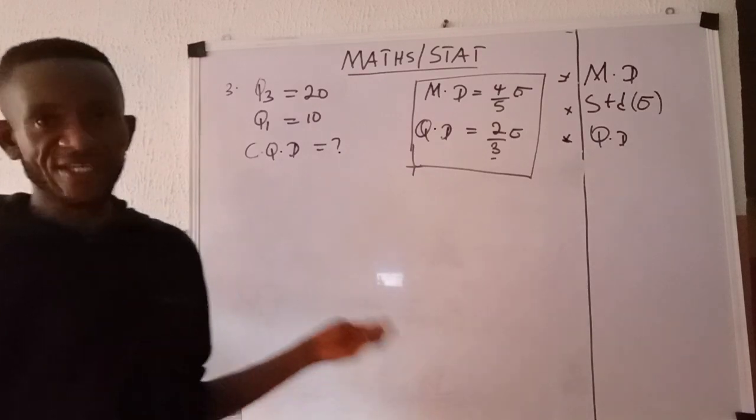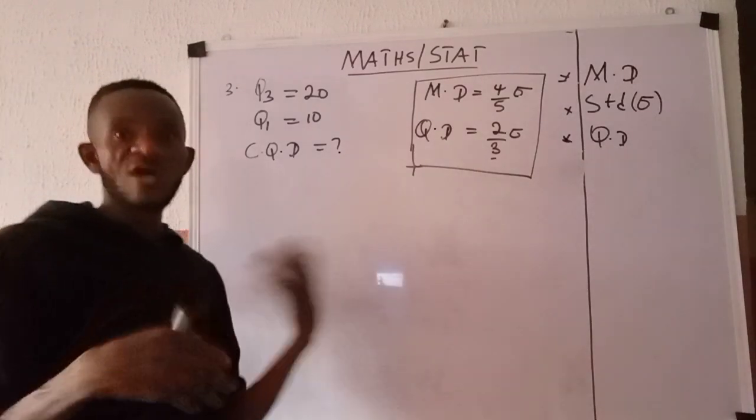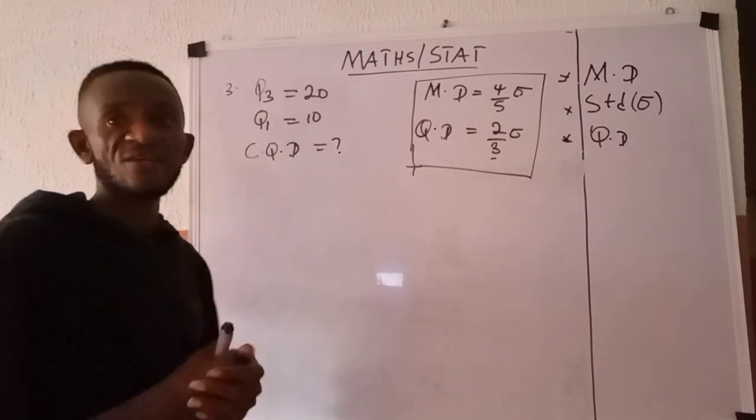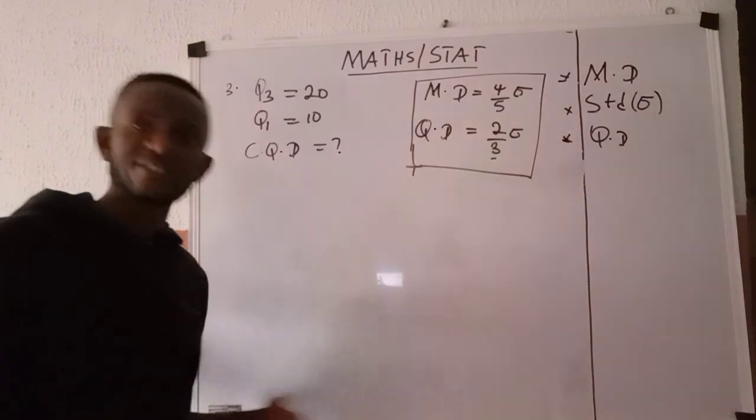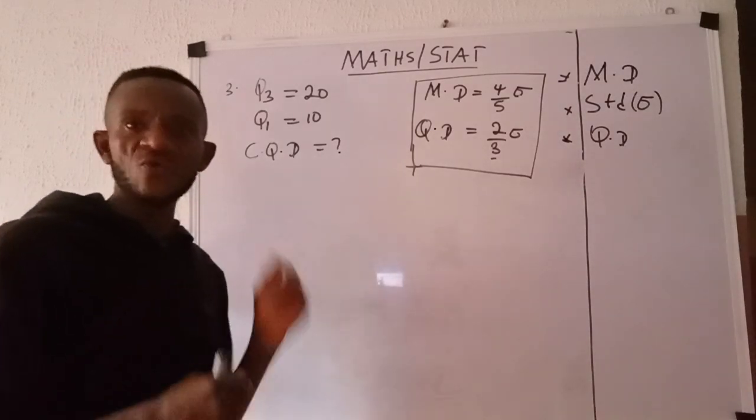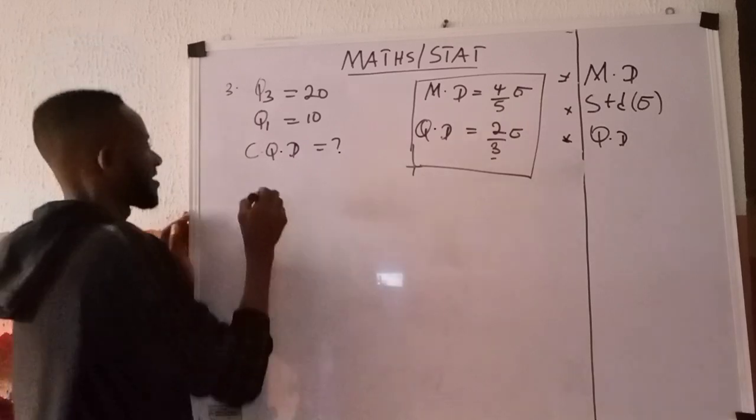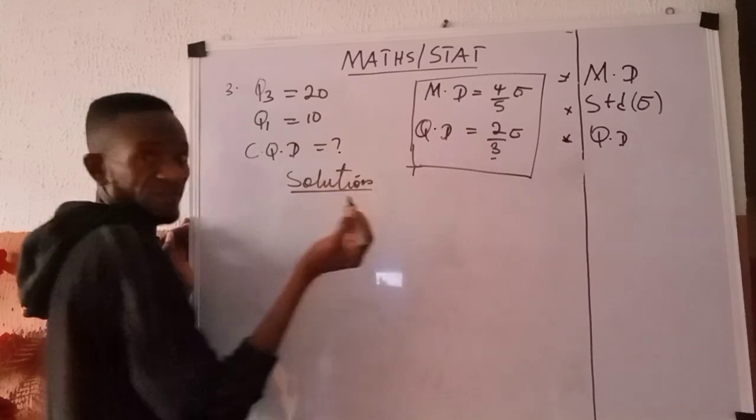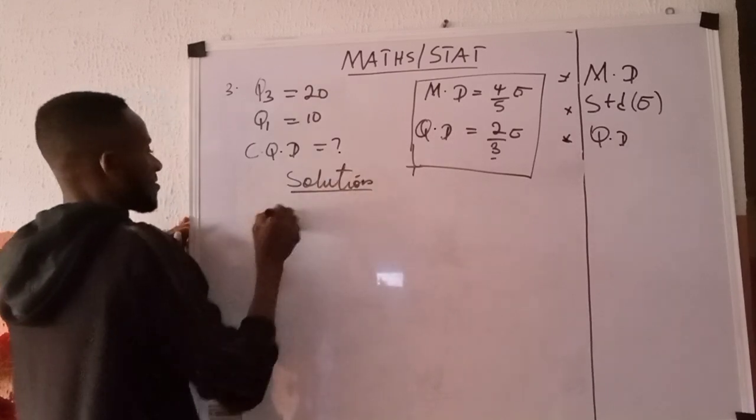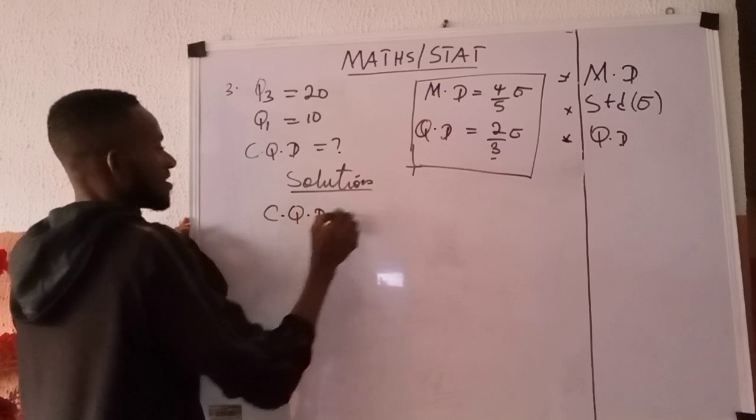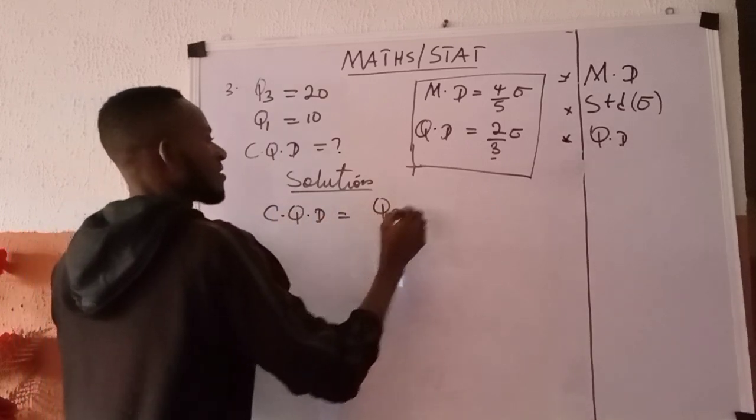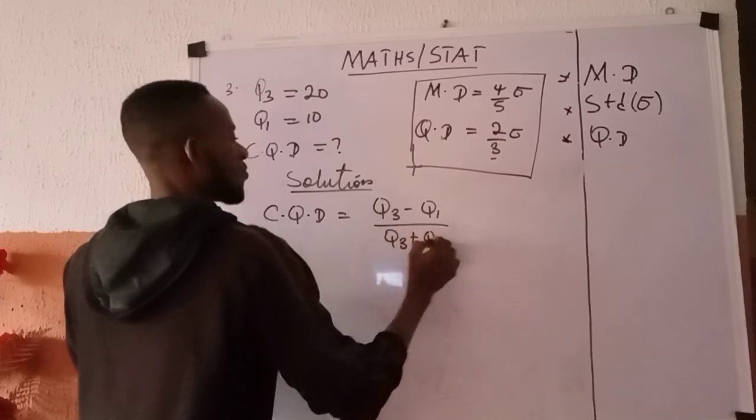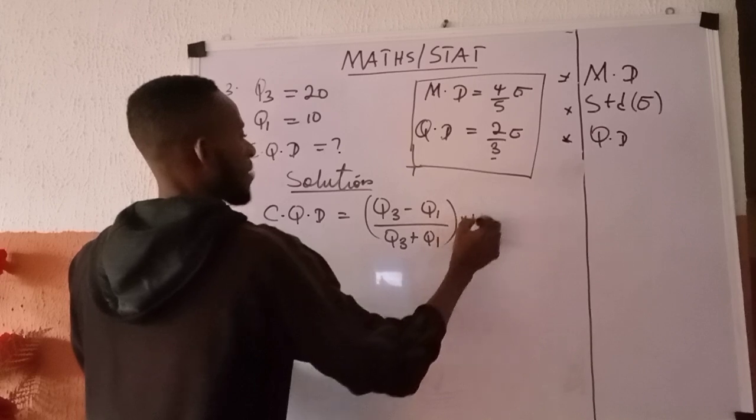In a problem like this, what we are going to do now is to look out for the relationship between the Q3, the Q1, and the coefficient of quartile deviation. It has been defined that the coefficient of quartile deviation is given as follows. By way of solving it, I'll have the solution. It has been given that my C.Q.D. is given as Q3 minus Q1 all over Q3 plus Q1, all multiplied by 100.